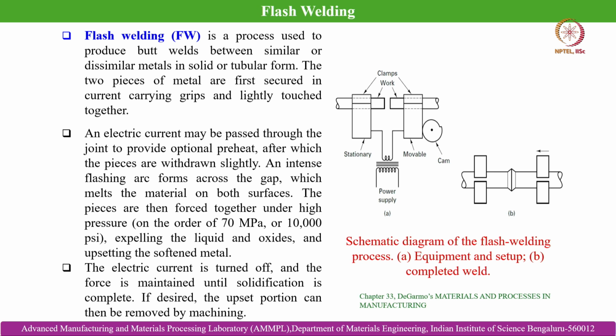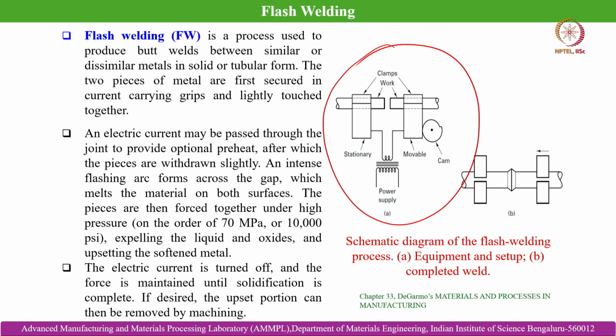From the schematic that is drawn over here, you can see this is a process used to produce butt welds between similar or dissimilar metals in solid or tubular form. The two pieces of metal are first secured in current carrying grips, and then lightly touched together, so that electric current flow resumes between the two workpiece materials of similar or different composition, which we want to join by the flash welding route.